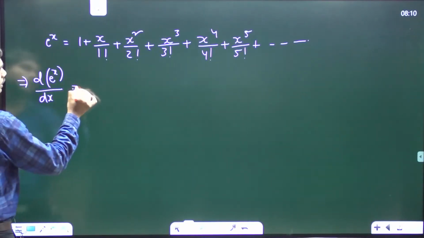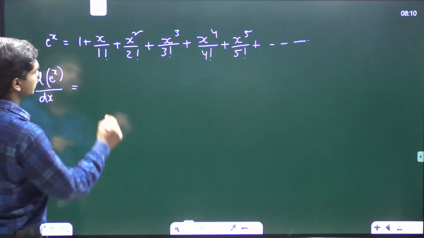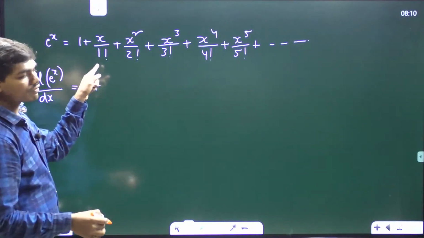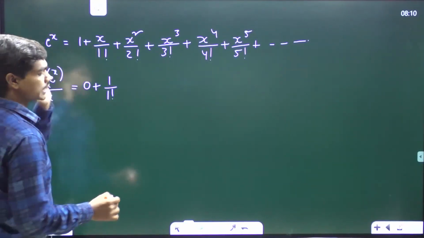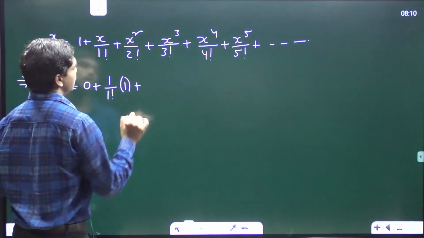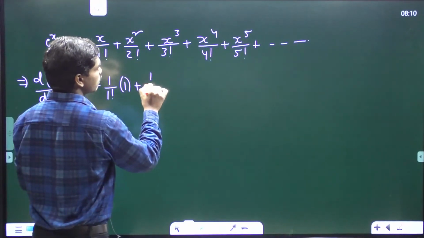of this e power x is equal to, what's the derivative of 1 with respect to x? 0 plus this 1 by 1 factorial is a constant. So 1 by 1 factorial into the differentiation of x, which is 1 with respect to x, plus this 1 by 2 factorial is again a constant here.